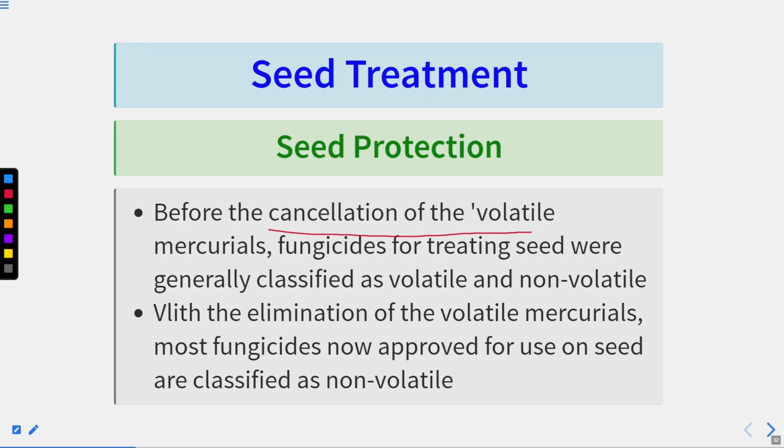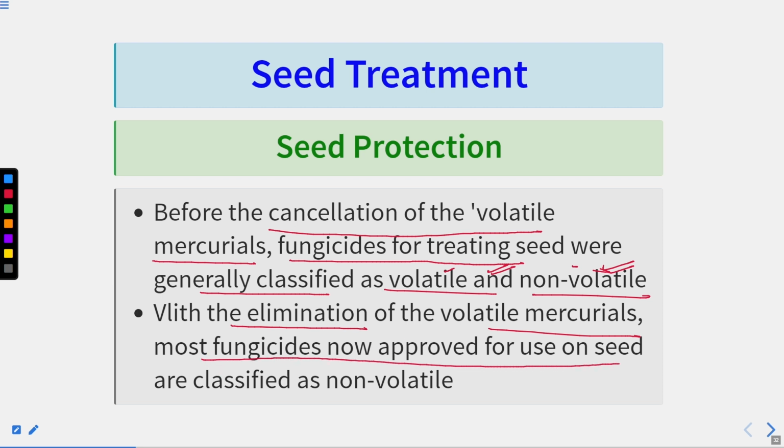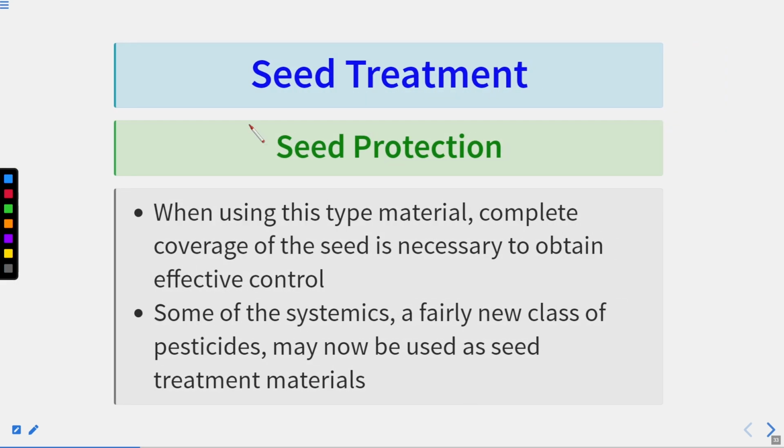Before the cancellation of the volatile mercurials, fungicides for treating seeds were generally classified as volatile or non-volatile. So again, there is a fourth type of chemicals that can be volatile or non-volatile. With elimination of the volatile mercurials, most fungicides now approved for use on seed are classified as non-volatile. So basically now we are using non-volatile chemicals as fungicides. When using this type of material, complete coverage of the seed is necessary to obtain effective control.